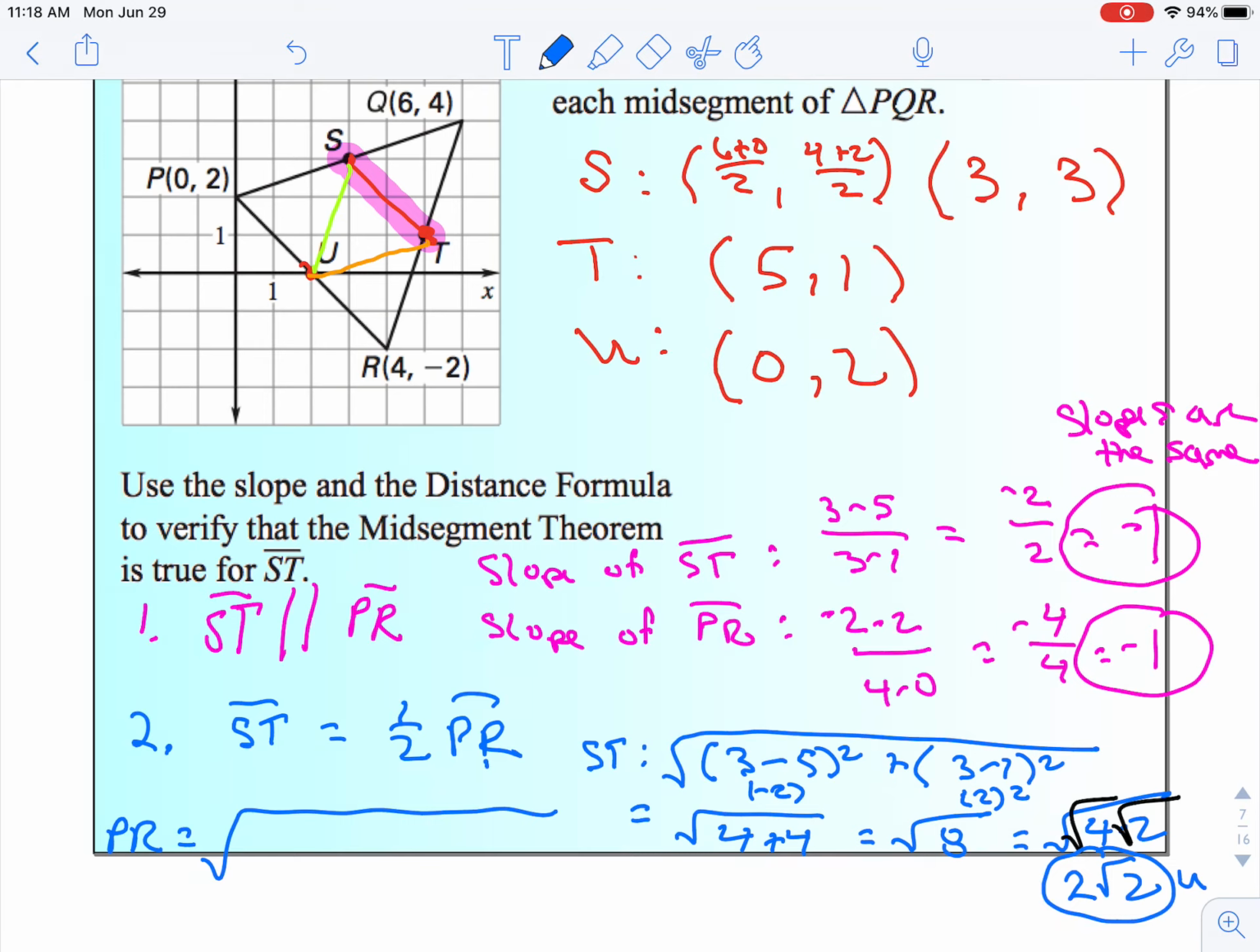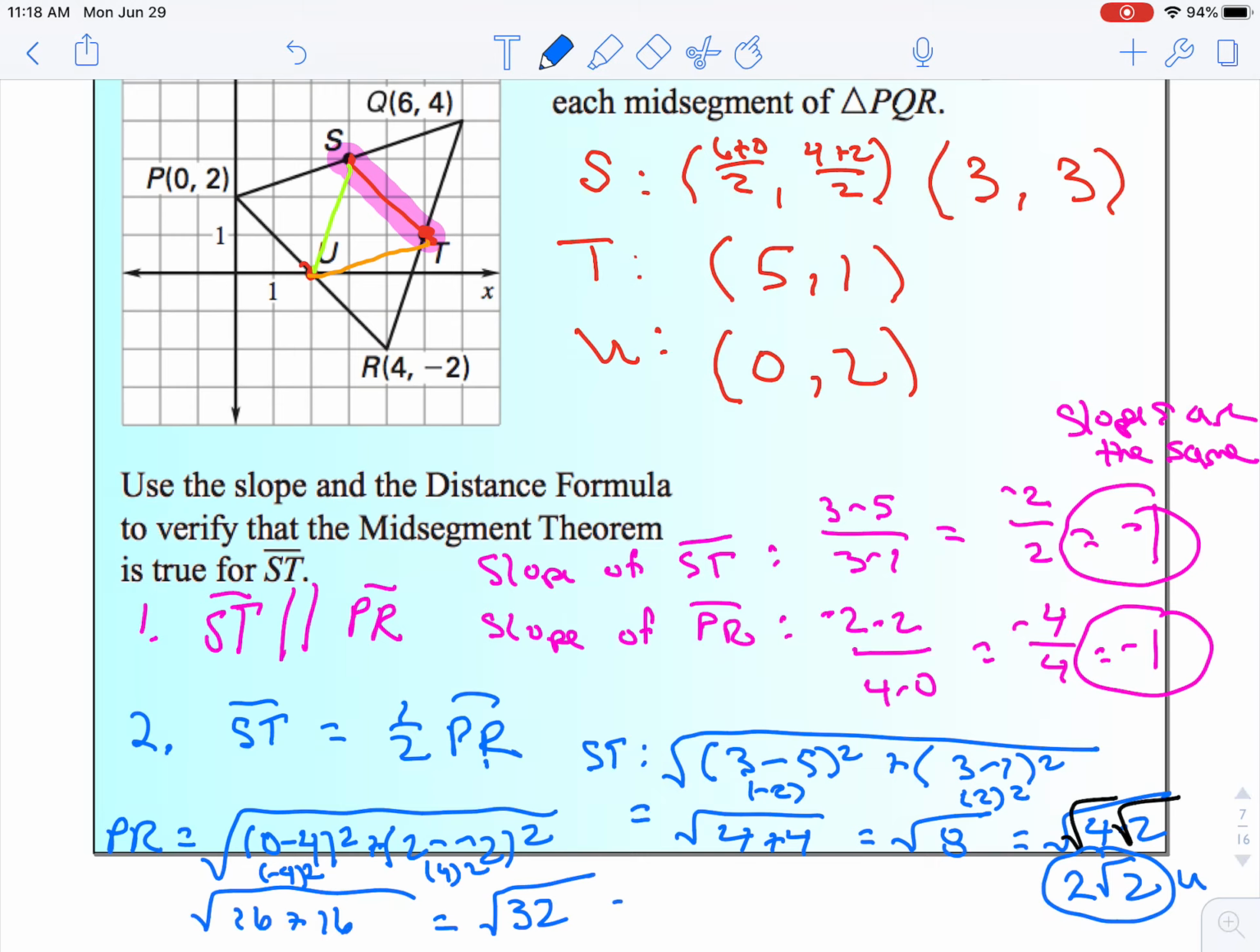So we have the difference in the x's again. So we have 0 minus 4 squared plus 2 minus negative 2 squared. That's going to give me negative 4 squared, which is positive 16. This is going to give me positive 4 squared, which is 16. So that gives me the square root of 32.